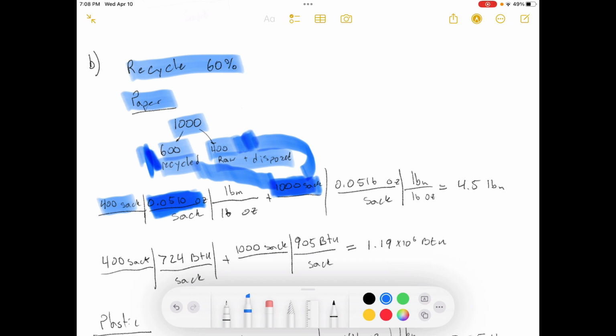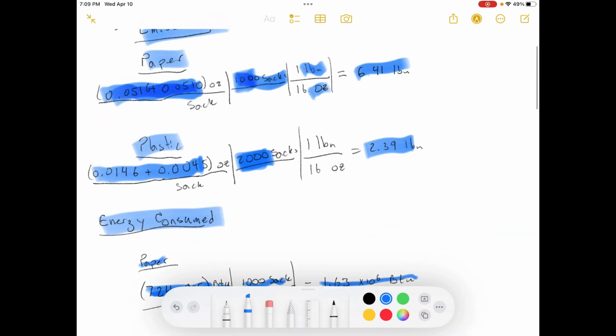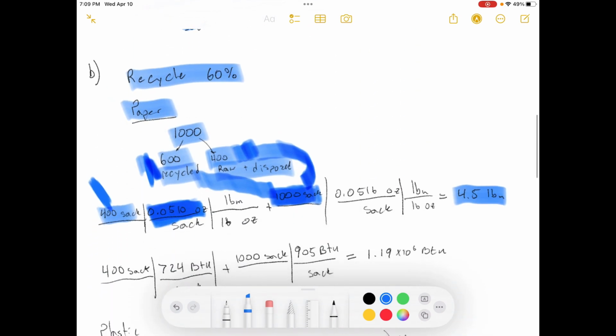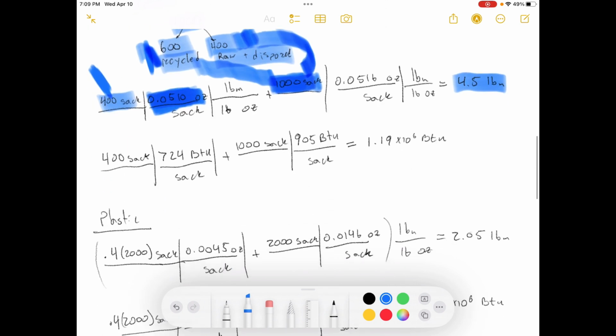So all 1,000 will eventually get used, and then this one is a replacement rate, okay? So 400 is your replacement rate. Okay, so anyway, you reduce it a little bit, right? Before it was 6.4, now it's 4.5, a little bit lower.